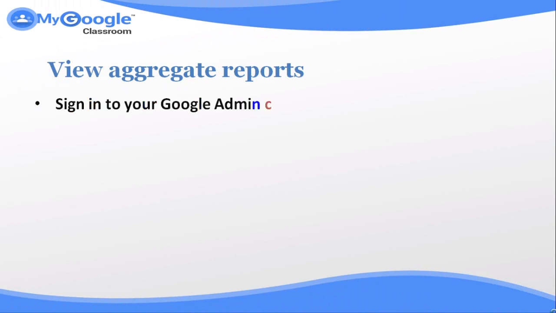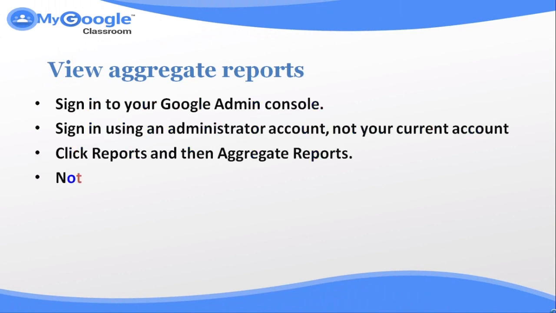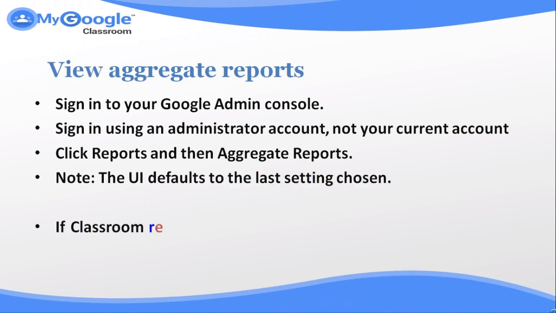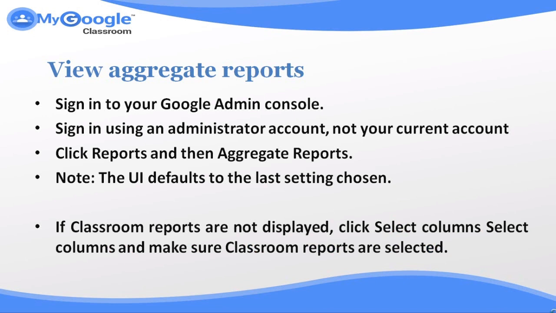Sign into your Google Admin Console. Sign in using an administrator account, not your current account. Click Reports and then Aggregate Reports. Note the UI defaults to the last setting chosen. If Classroom reports are not displayed, click Select Columns. Select Columns and make sure Classroom Reports are selected.